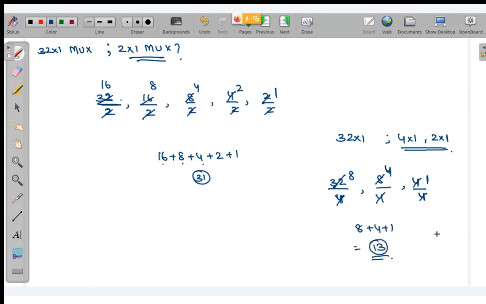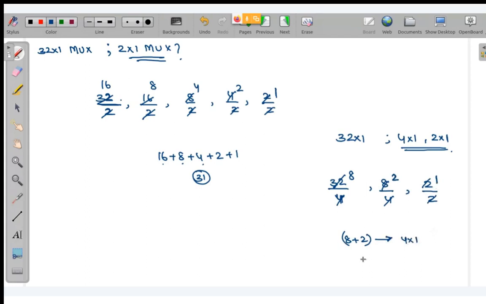How come 3? Sorry, this here is 2. I am very sorry. So this will be 8. 8 divided by 4 is 2. Now see, you cannot divide this 2 by 4. You need to divide this 2 by 2. So this will be 1. So 8 plus 2 is the number of 4 cross 1 mux, and 1 2 cross 1 mux. So in total 10 4 cross 1 mux and 1 2 cross 1 mux.